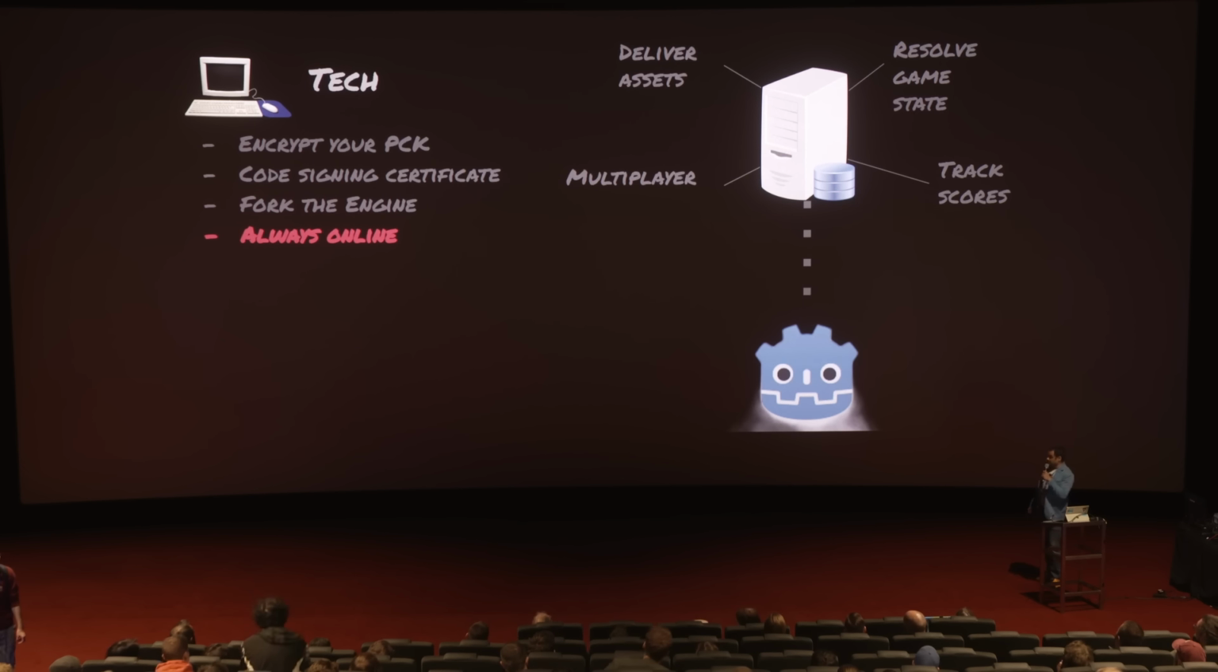The hardest, but maybe the most effective technical side will be just to move always online. Now, I remember about 15 years ago that was a bad move from the big publishers, but it is an effective way to guard your game. There's a bunch of stuff you could do. You could have most of your assets live on the server and then be hydrated online. You could do some basic multiplayer. Or even if you're doing some kind of single-player scoring-based game, you can track scores and resolve game state online.